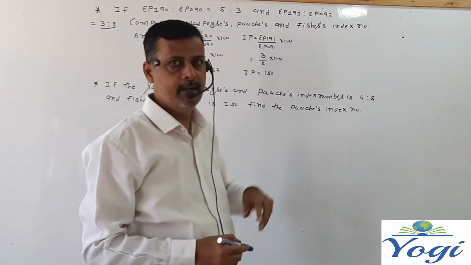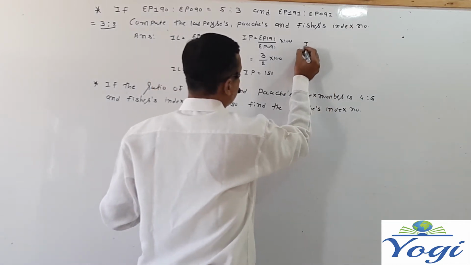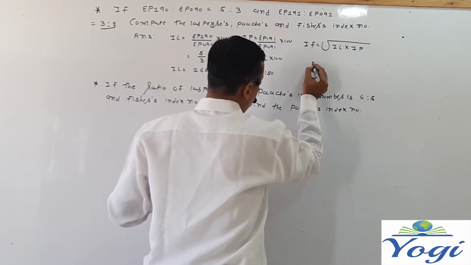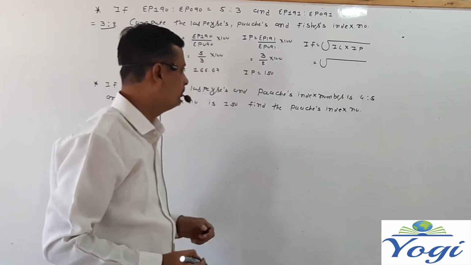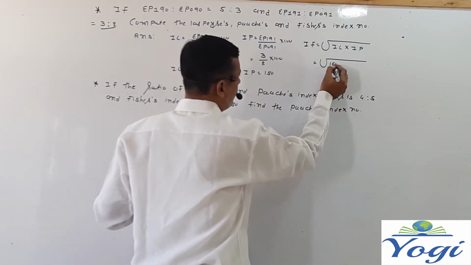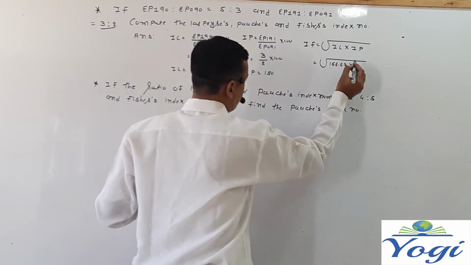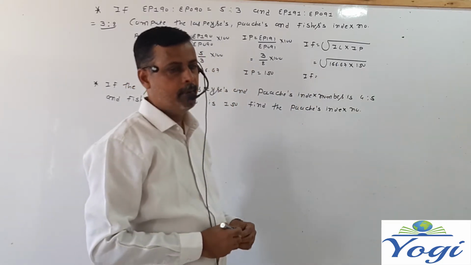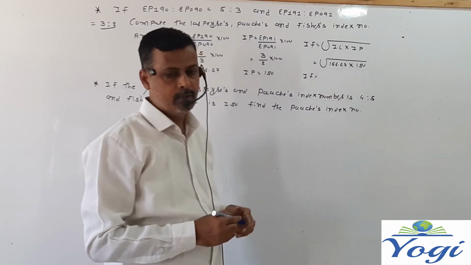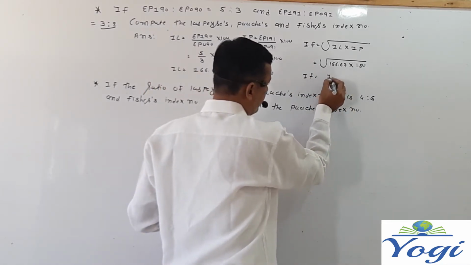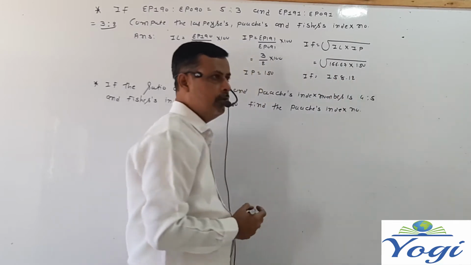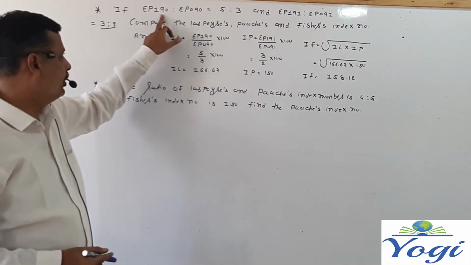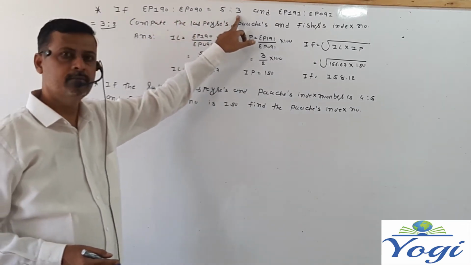Then we have to find Fisher's index. IF is equal to under root IL into IP. IL is 166.67 into 150. After multiplying, then taking the root, the final answer of Fisher's index will be 158.12.